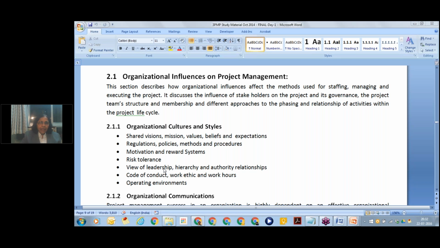Or even if your organization gives a lot of importance to projects, okay, if it's a software organization, if it's a construction organization, they will of course give, because their entire revenue is from projects. They will give a lot of importance to project. But when they give importance to project, what is it that you will have to align with? How they tolerate risks.